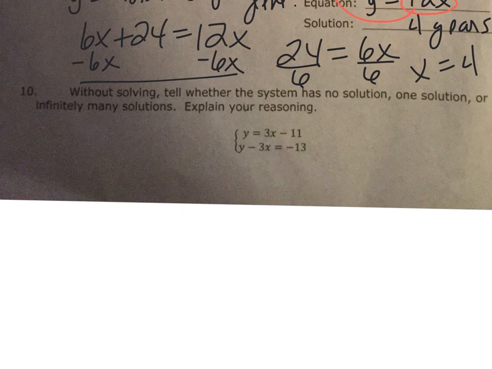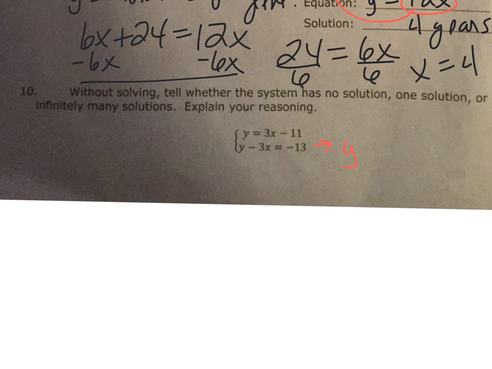Right, and the last one: without solving, tell whether the system has no solution, one solution, or infinitely many solutions, and then explain how you know this. So we're not going to solve the system, but I am going to go ahead and solve this for y, because if they are both solved for y, I can see if they're the same line, which means infinitely many solutions, if it's a totally different line, which means one solution, or if they're parallel lines, which means no solution.